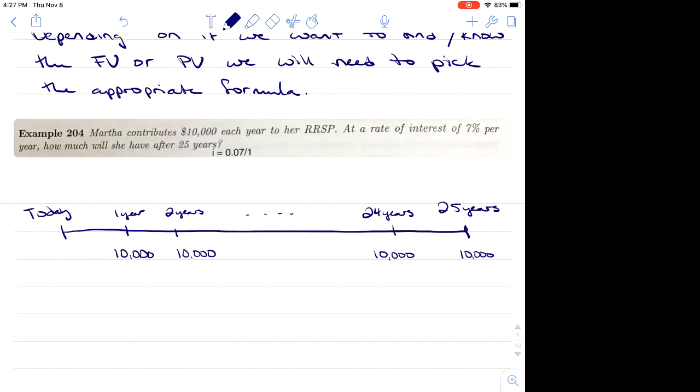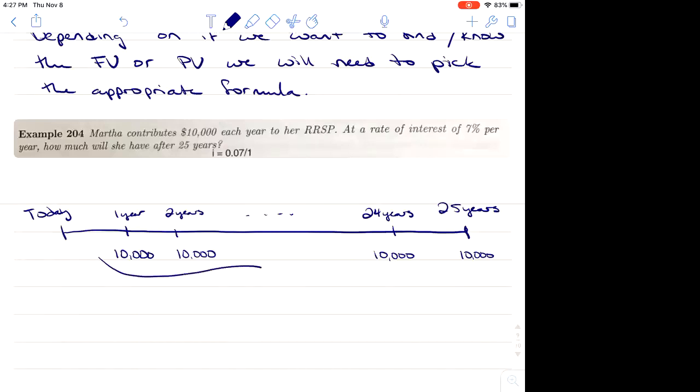Okay. So instead, we're just going to use a curly bracket to denote that all these funnel into some future value at 25 years. You can use a square bracket too, but I think curly brackets are really fun to draw.